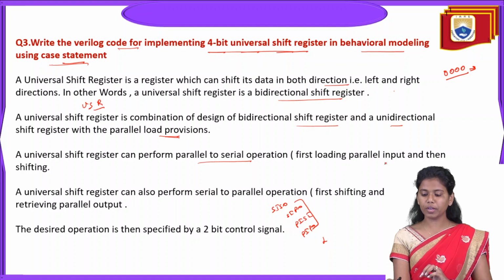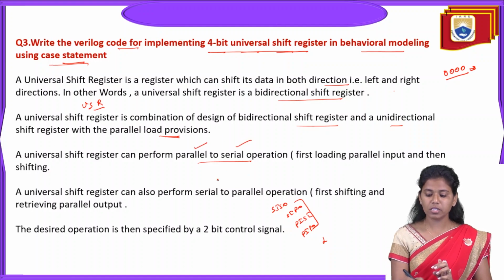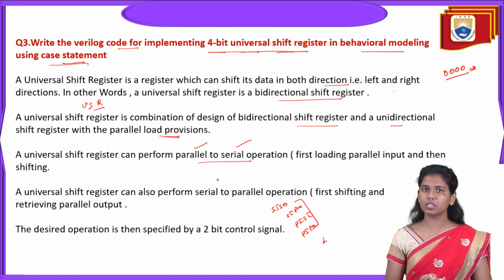Okay, so first loading parallel input and then shifting. What is parallel to serial operation? In parallel to serial operations, there are four main categories of shifting the bits: serial in, serial out; serial in, parallel out; parallel in, serial out; and parallel in, parallel out.